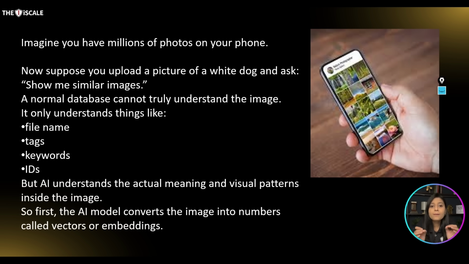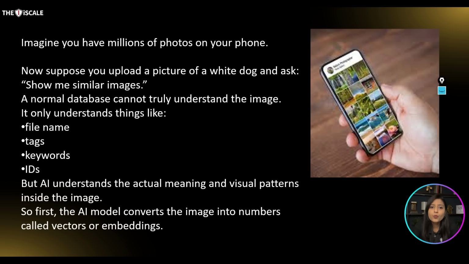For example, imagine you have thousands or millions of images. And if you use a traditional database, you can search by file name, tags, IDs or keywords. What if the file name is not useful? What if the image does not have the right tag? And what if you want to search based on meaning, visual similarity, or context? This is exactly where normal keyword search becomes limited.